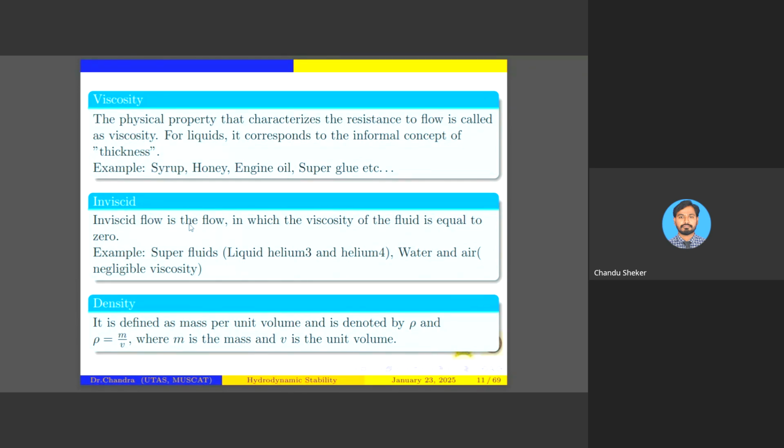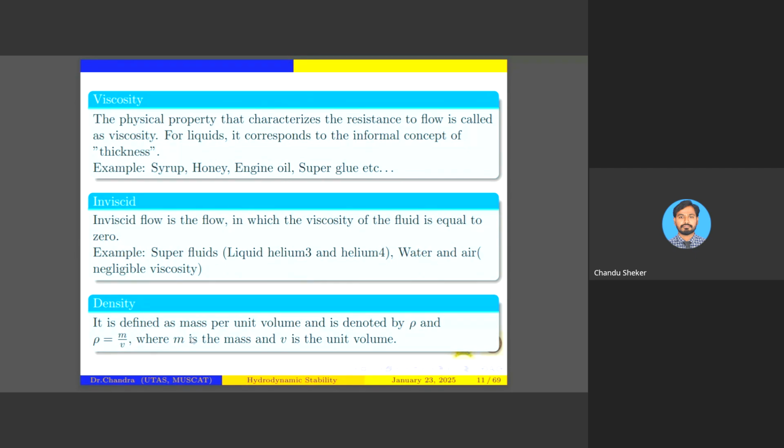Now inviscid flow. What is inviscid flow? It is flow where the viscosity is equal to zero. Do we have such types of fluids? Yes, we have superfluids. Liquid helium-3 and helium-4 are inviscid fluids where the viscosity is zero, and water and air have negligible viscosity, so we will consider these two also as inviscid flows.